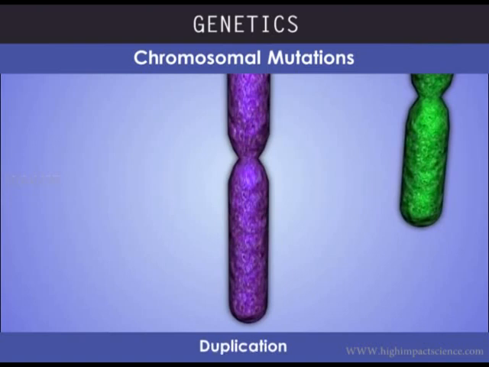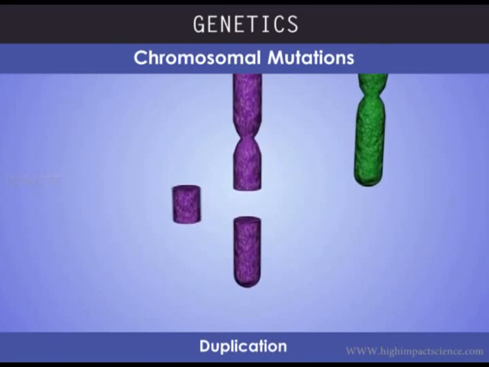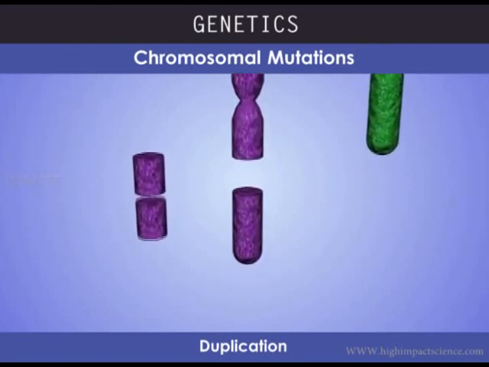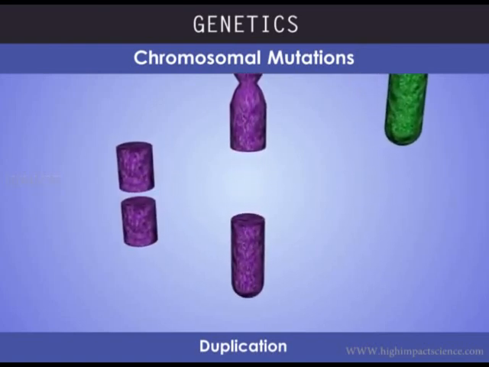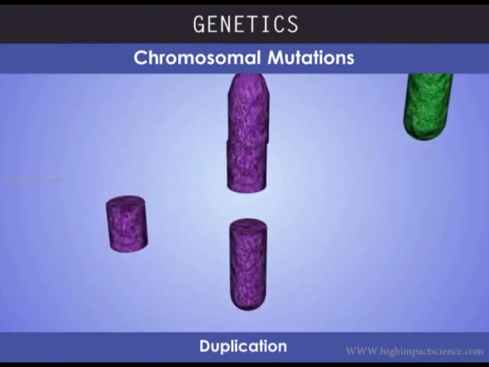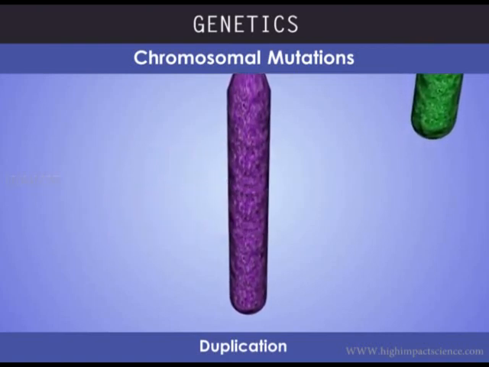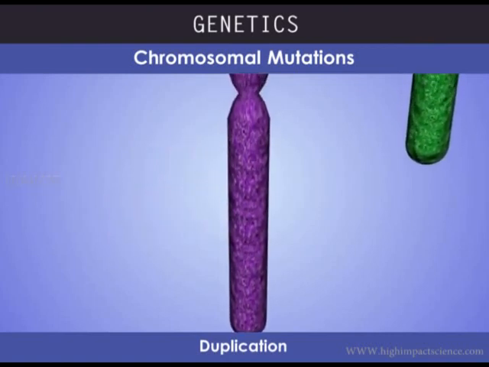In duplication, a section of the chromosome may break off, duplicate itself, and the 2 pieces reattach to the same chromosome. This way, the chromosome length increases and results in increased number of genes.